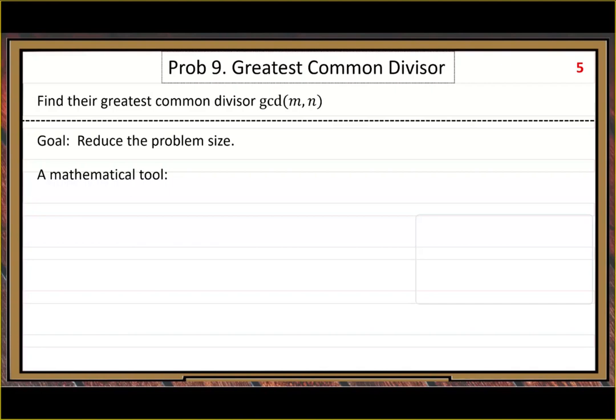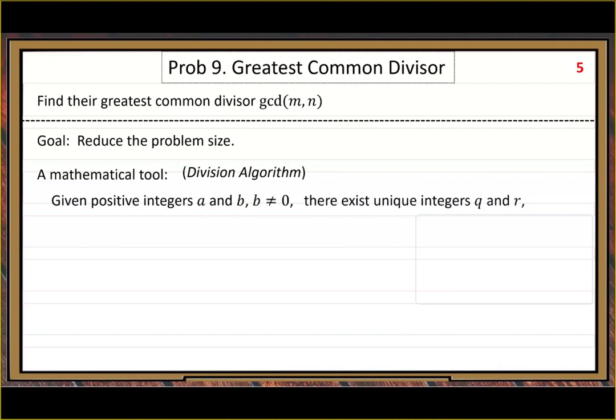So let me formulate it as a theorem, the integer division theorem. It's called a division algorithm. Given positive integers a and b, b not equal to 0, there exist unique integers q and r.